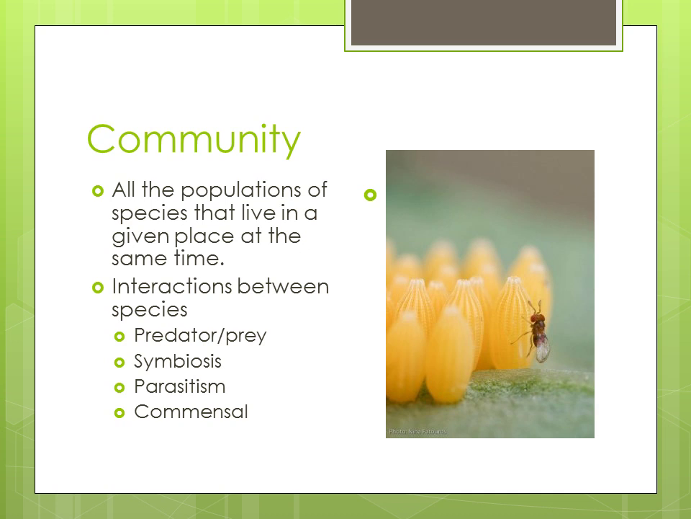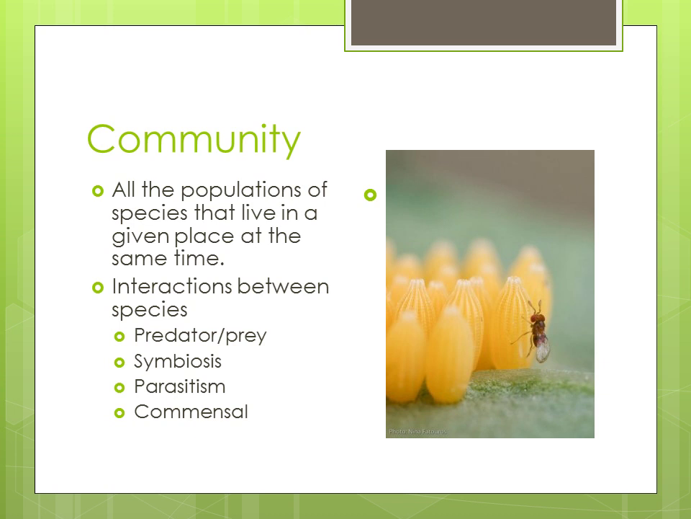So in this case, what we have is community. And community is all the populations of a species that live in a given place at the same time. In the picture, we have a parasitic wasp laying its eggs on an egg of another organism. And by doing that, when its eggs hatch, the wasp will use the matter that's in the egg of the other species to feed itself so that it can grow up to be more parasitic wasps. So this is the way that two species are interacting and their populations interact.